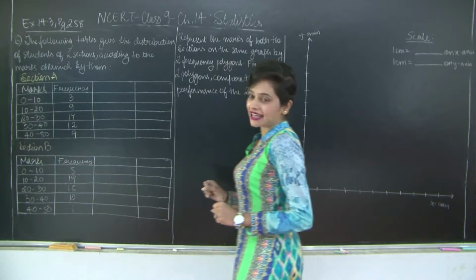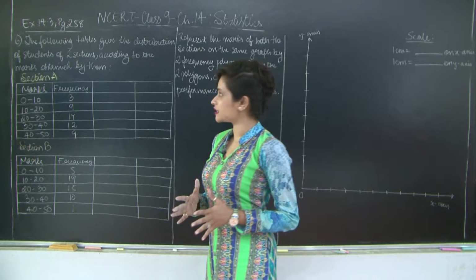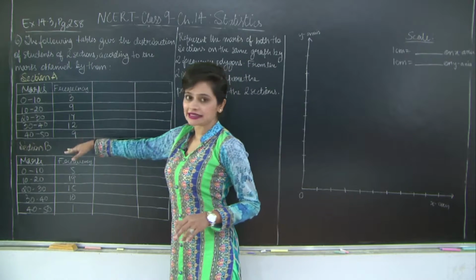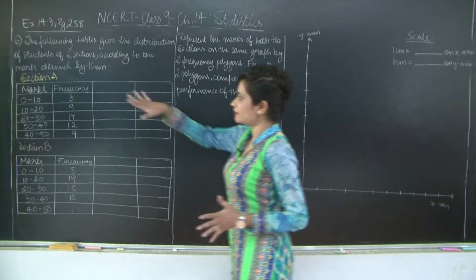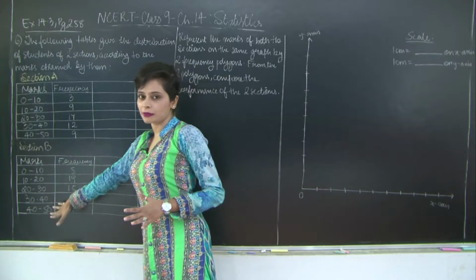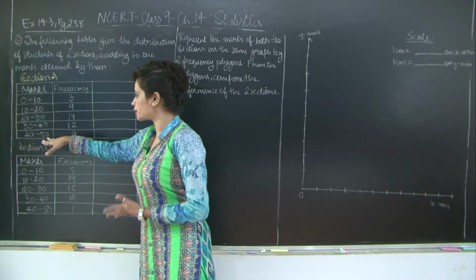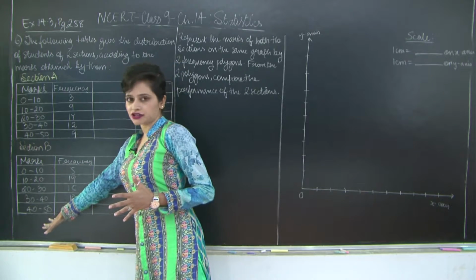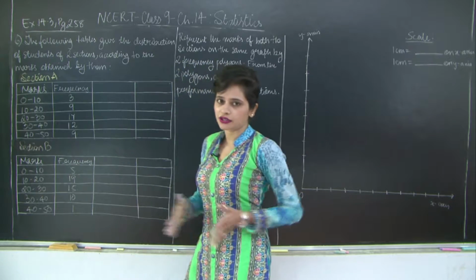Let us take a look at the sixth question of exercise 14.3, chapter 14, statistics. It states that the following table gives the distribution of students of two sections, section A and section B, according to the marks obtained by them. You have the tables for section A and section B. These are the ranges of the marks: 0 to 10, 10 to 20 and so on up to 40 to 50. Similarly, for section B, we have the same class intervals and their respective frequencies.